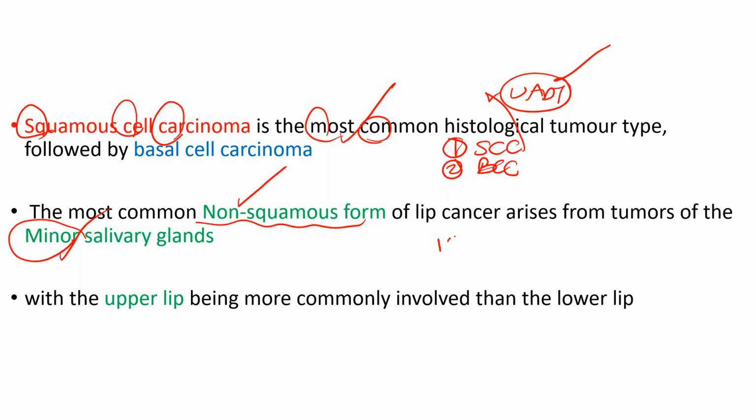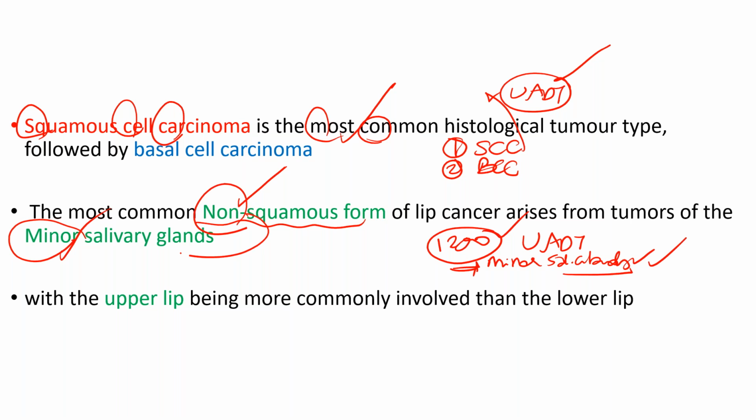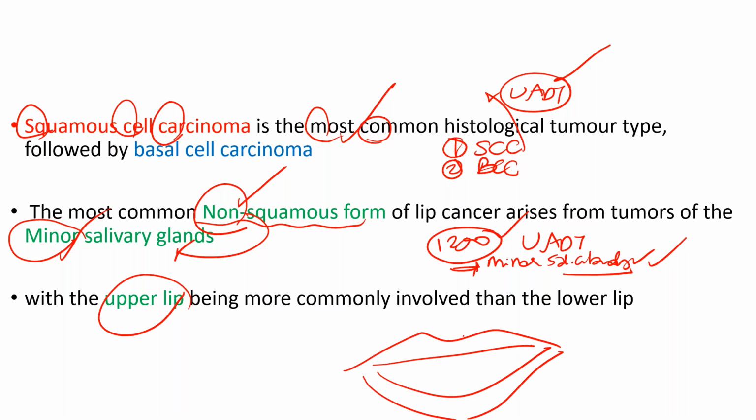So there are nearly 1200 minor salivary glands all over the upper aerodigestive tract. Non-squamous carcinomas occur in the minor salivary glands, especially in the upper lip. This is the lower lip and this is the upper lip. The lower lip has a 90% chance, then 6% here and 4% here, as you know.